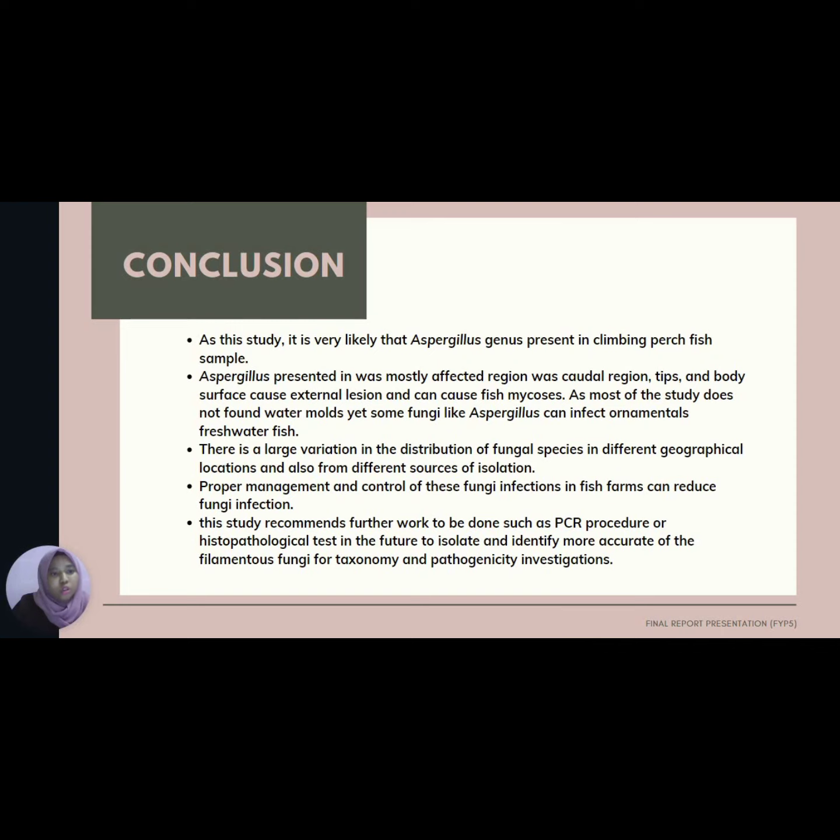To conclude, it is very likely that Aspergillus genus will be present in climbing perch fish samples, and there are large variation and distribution of fungus species in different locations and also different sources of adaptation. And proper management and control of these fungi can reduce fungal infection. This study recommended that further work be done such as PCR procedure and histopathological tests in future to isolate and identify more accurately the filamentous fungi for taxonomic and pathogenicity investigation.